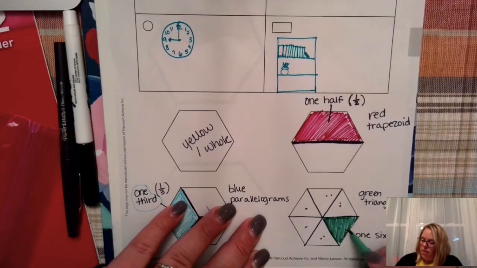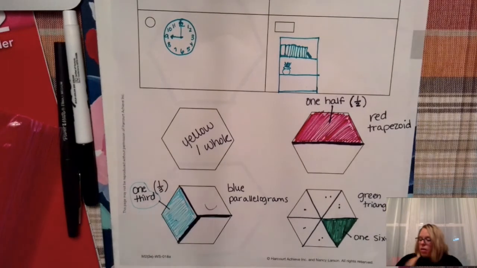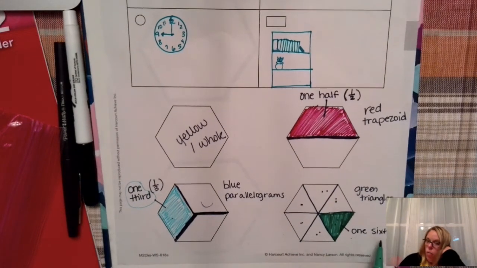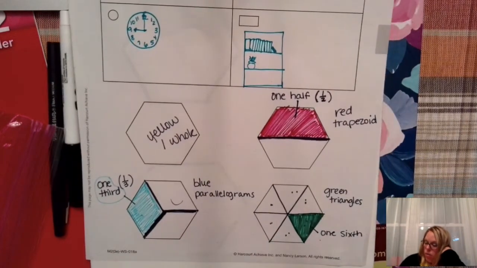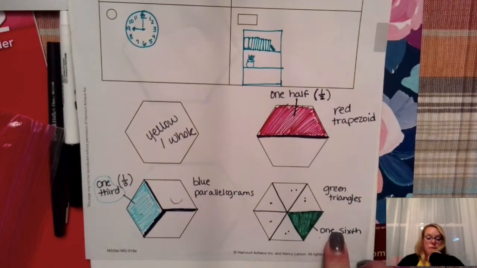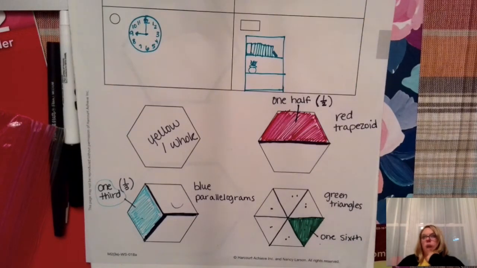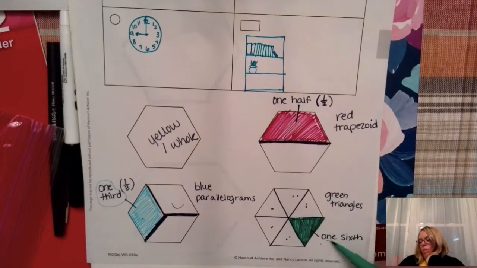Doesn't have to be fancy. Just color it in so that we know that we're talking about one of the pieces. Make sure you stay in that area. You don't want to go outside of it. And then you're going to write 1/6. I'll move that over a little bit for you. 1/6.